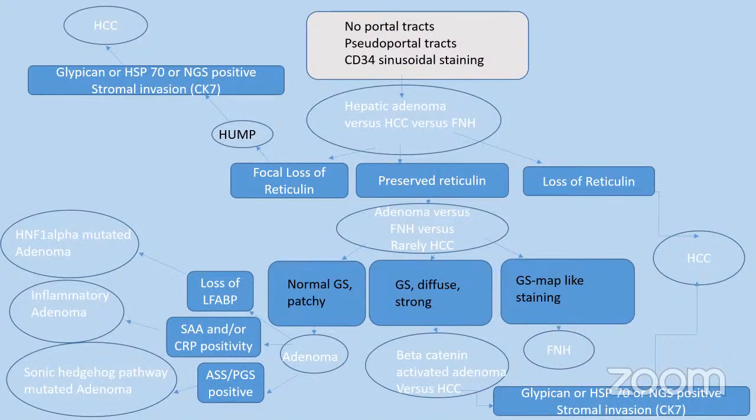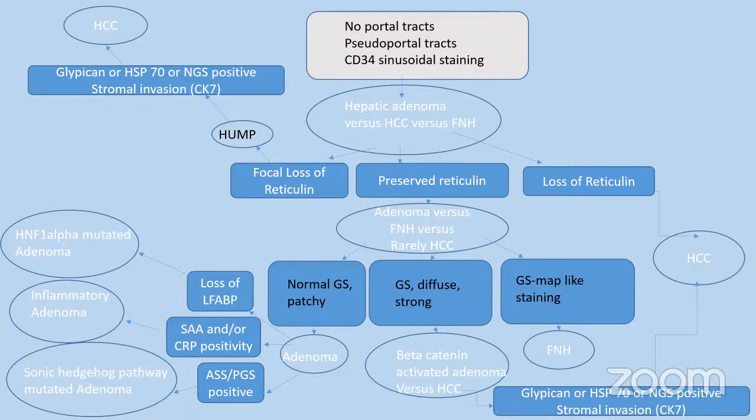So this is the final slide which I'm going to be sharing, and we'll go down this pathway: if you have a lesion, how do you approach it? If you know you are in a lesion because you have no portal tracts or you have pseudo portal tracts, and then the CD34 shows diffuse sinusoidal staining, that is how you would be sure you are in a lesion as opposed to just liver parenchyma.